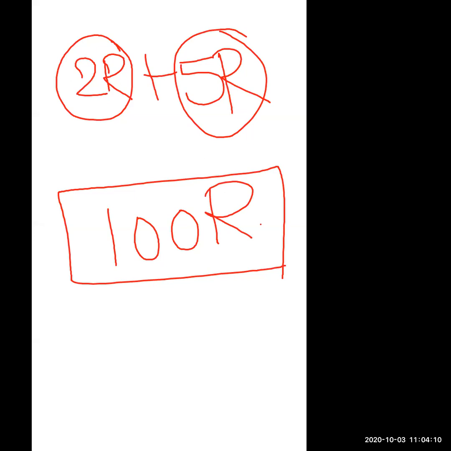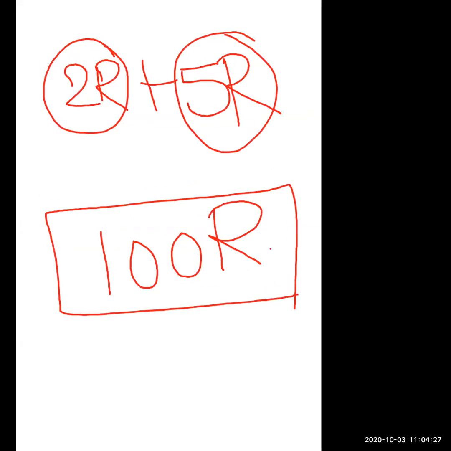Very good. 100 plus 5 plus 2. Who's given 108 as the answer? Addition also not able to do properly. 108. Wait a second, I'm going to check the answers. Some students are sending 108. Yes, 108 is wrong. Okay, by mistake, no problem.